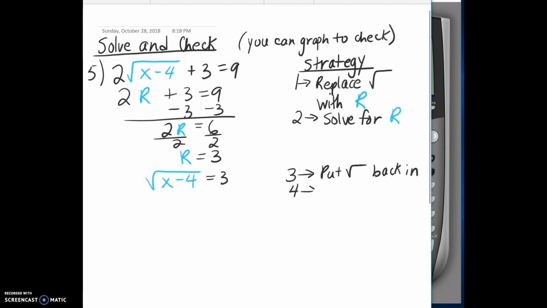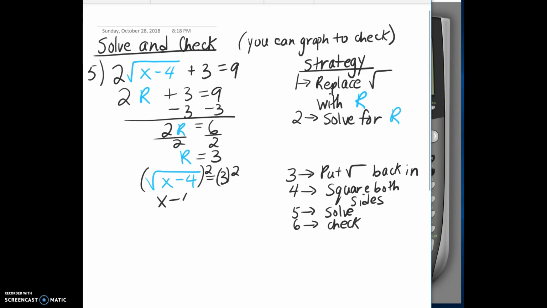And then here we're either squaring both sides, cubing both sides, depending on what radical it is. So square both sides for this one. Solve and check. And the checking is to make sure that we have a solution and that it works. So we get an answer of 13.